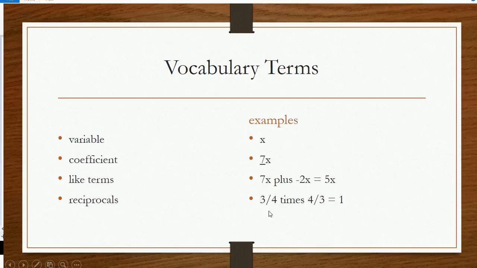And then reciprocals. That's when you take a fraction and you flip it upside down. The reason we do that? To multiply them together and get a positive 1. This is a simple example. There are more complicated examples of reciprocals, but again, we want to multiply them together and get a positive 1.